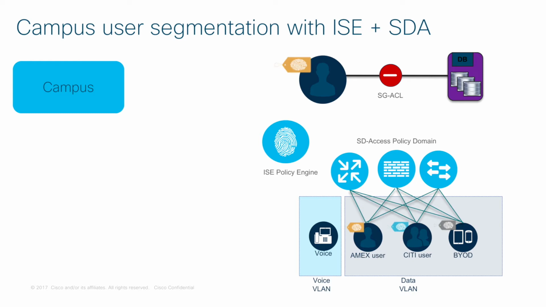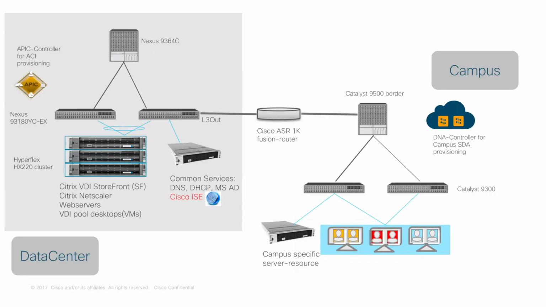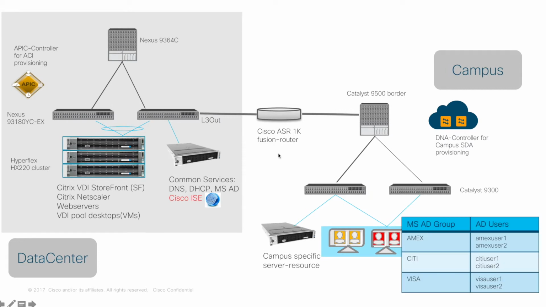The lab's network topology has two fabrics. To the right is the campus SDA fabric and to the left is the data center ACI fabric. The Fusion ASR 1K router is provided for interconnecting both these network fabrics. It is optional in case both the fabrics are in the same campus or can be connected by dark fiber between them.